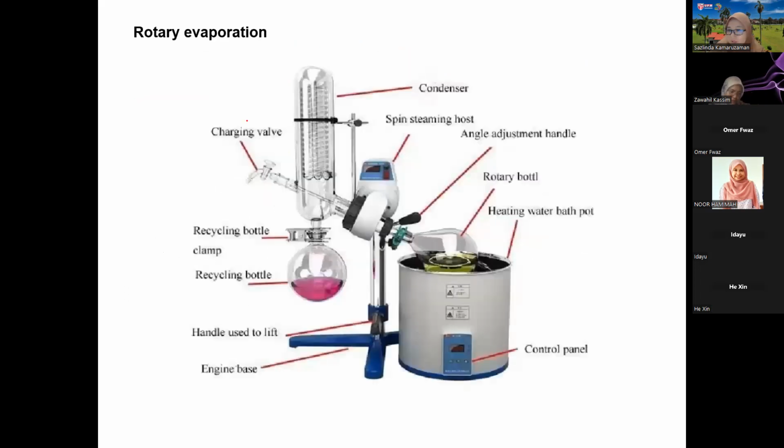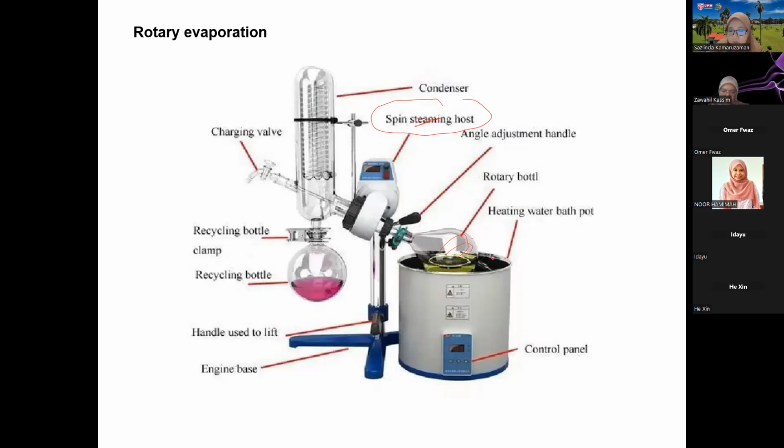Okay, so this is the rotary evaporator. As we can see here, this is the spin steaming hose, where we apply the vacuum into the system. And then we keep rotating. That's why the name is rotary, because it keeps rotating the flask, right? Okay, and then the heating water bath here.